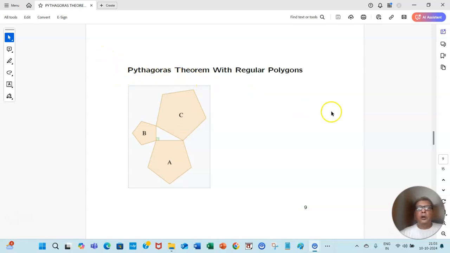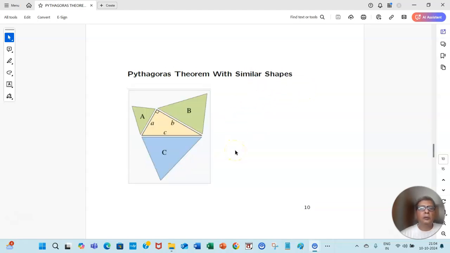Pythagoras theorem with regular polygons. In place of the square, which is a regular quadrilateral, if we use an equilateral triangle or a regular pentagon or a regular hexagon or any regular polygon, the area of the polygon on the hypotenuse equals the sum of the areas of the polygons on the other two sides. So area C equals area A plus area B, and that is true for any regular polygon.